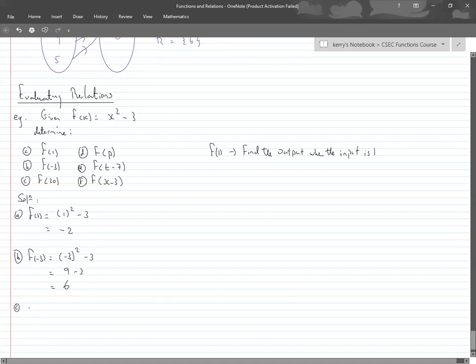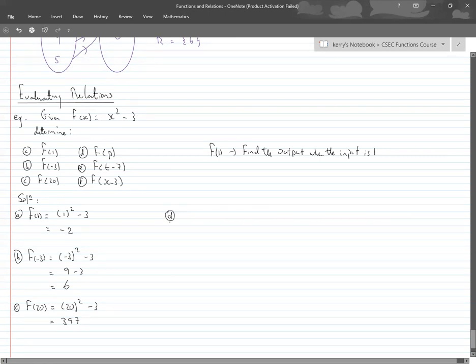Let's go with C. f of 20, and the numbers could go higher and higher, lower and lower, right? So f of 20, you look at your original, which is x squared minus 3, so it becomes 20 squared minus 3, which is 400 minus 3, which will give us 397.